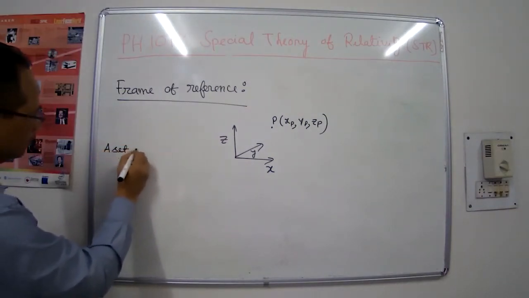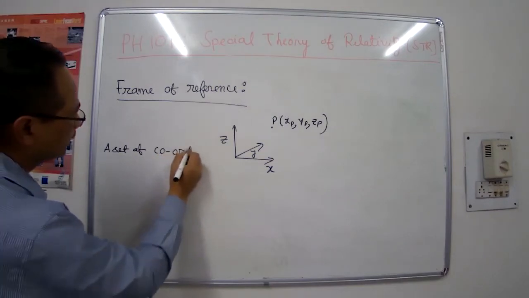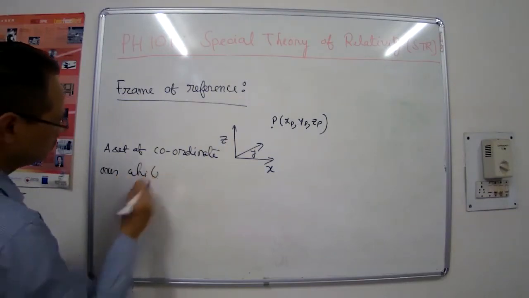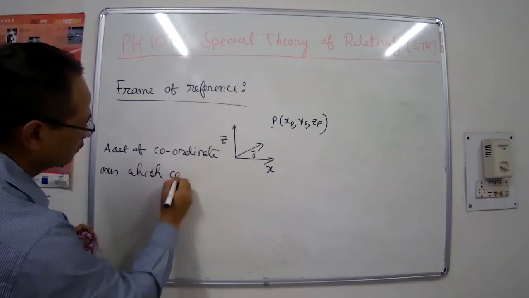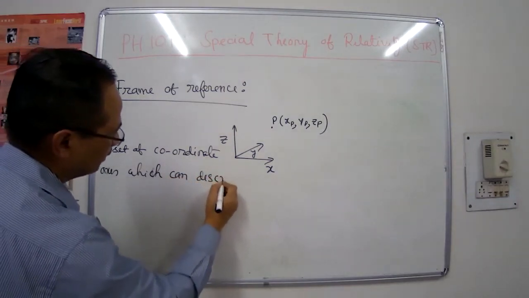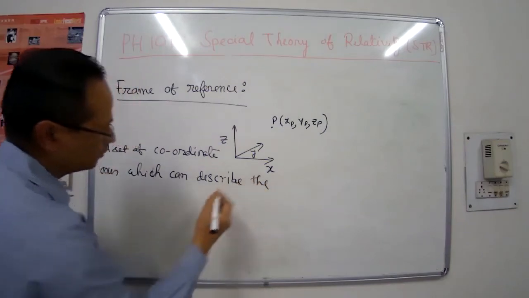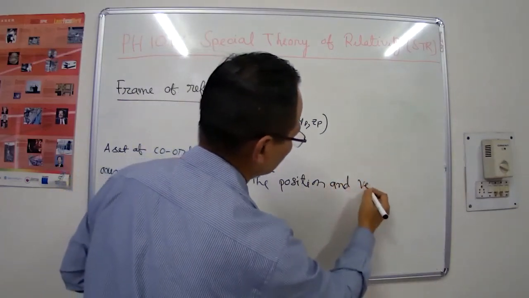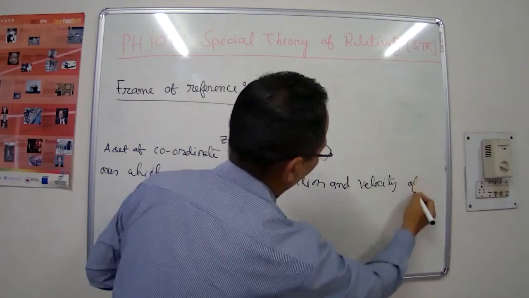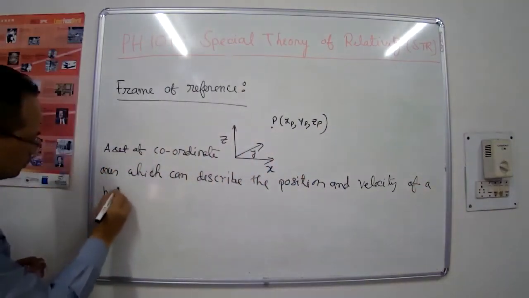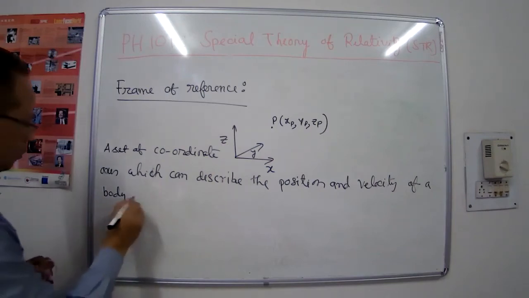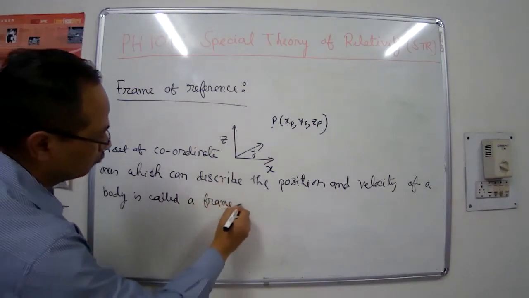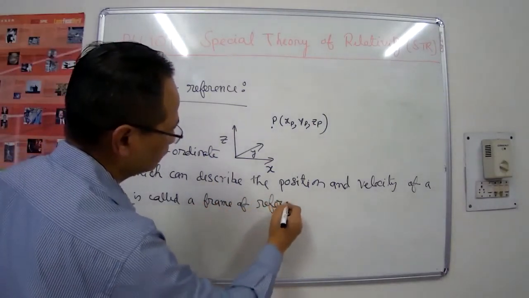So a set of coordinate axes which can describe the position and velocity of a body is called a frame of reference.